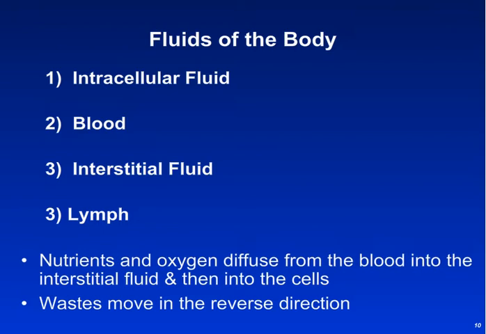the intracellular fluid. On the other hand, waste products like carbon dioxide tend to be more abundant in the cells themselves, so they diffuse from the intracellular fluid through the interstitial fluid and eventually back into the bloodstream where they can be gotten rid of in the lungs.